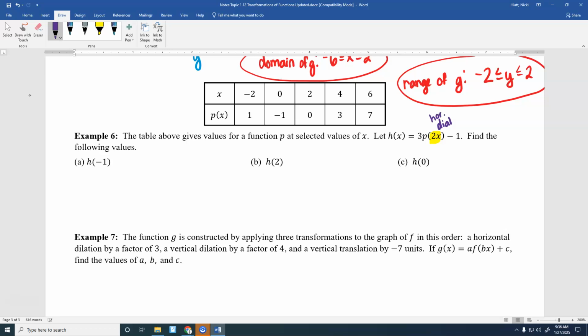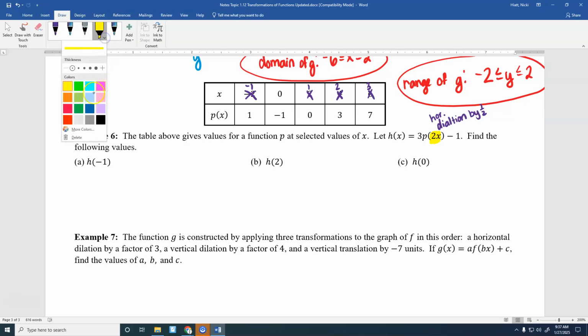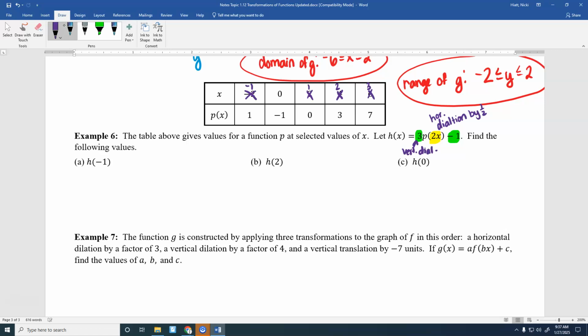It's a horizontal dilation by 1/2. That means our x coordinates are going to be multiplied by 1/2. So this one will become -1. 0 will stay the same. This will be 1. This will be 2, and this will be 3. So that's what will happen to our x coordinates. And our y coordinates are going to be affected by anything on the outside of the parentheses. So this would be a vertical dilation by 3. It's just the number that's there. And then down 1. So all of our y coordinates need to be multiplied by 3 and subtracted by 1.